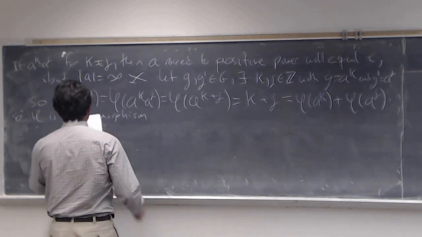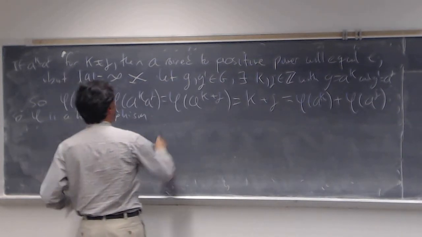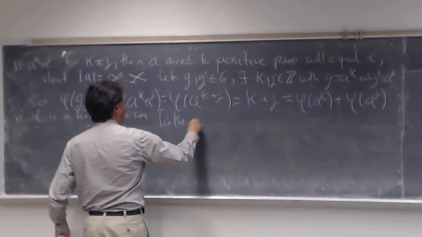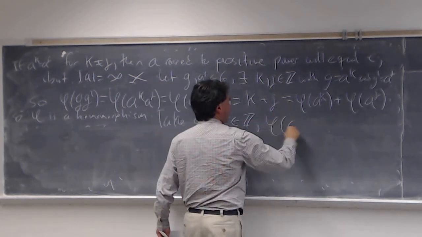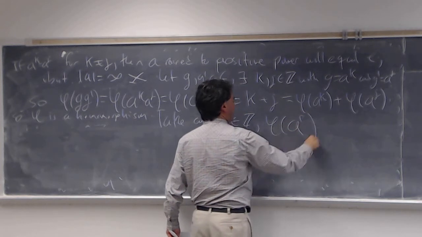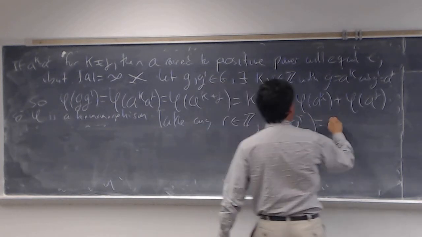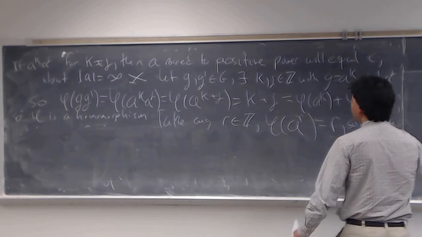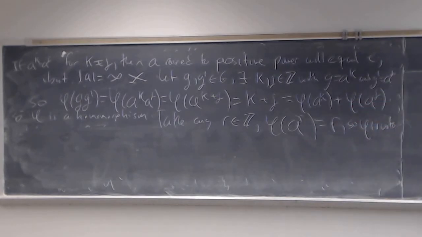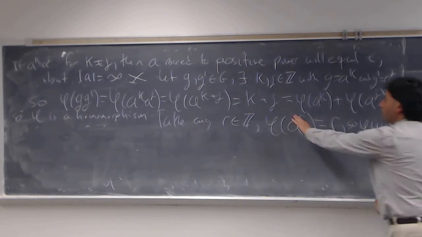Why is it onto? Take any integer Z. Phi of A to the R, for any integer R in Z, equals R, so phi is onto. Again, sometimes onto looks pretty easy because you just have to produce a single element that gives you an arbitrary element in the set here. So that's why it's onto.